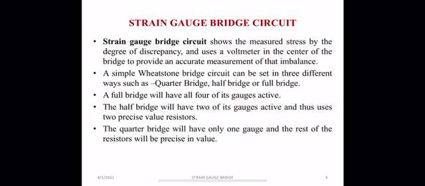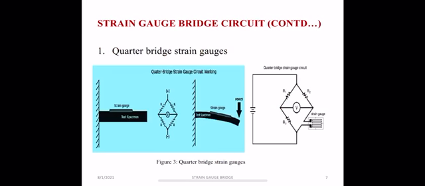Then, a strain gauge bridge circuit shows a measured stress by the degree of discrepancies and uses a voltmeter in the center of the bridge to provide an accurate measurement of that imbalance. A simple Wheatstone bridge consists of 3 different types: quarter bridge, half bridge or full bridge. A full bridge will have 4 of its gauges active, and a half bridge has 2 of its gauges active and 2 precise value resistors. The quarter bridge will have only 1 gauge and the rest of the resistors will be of precise value. This figure represents quarter bridge strain gauges.